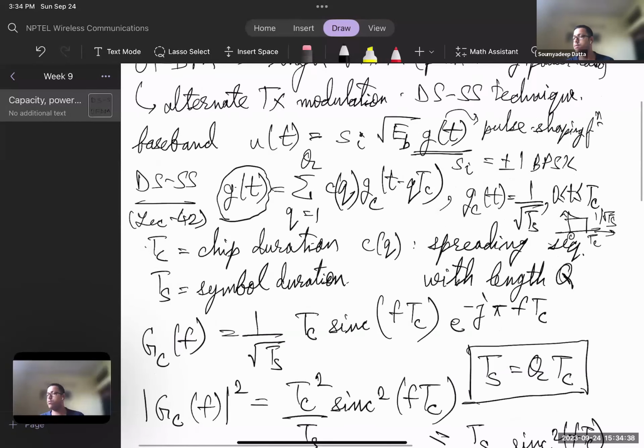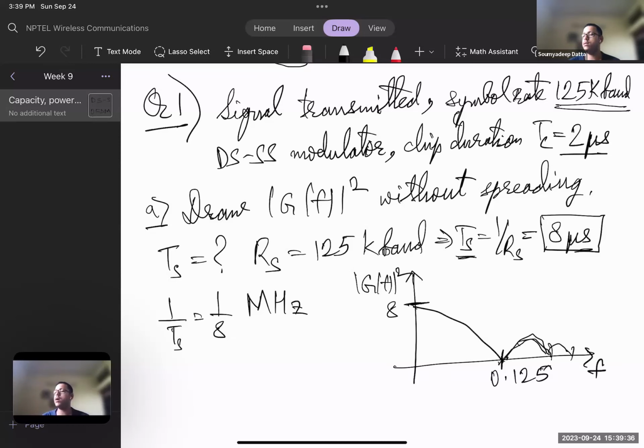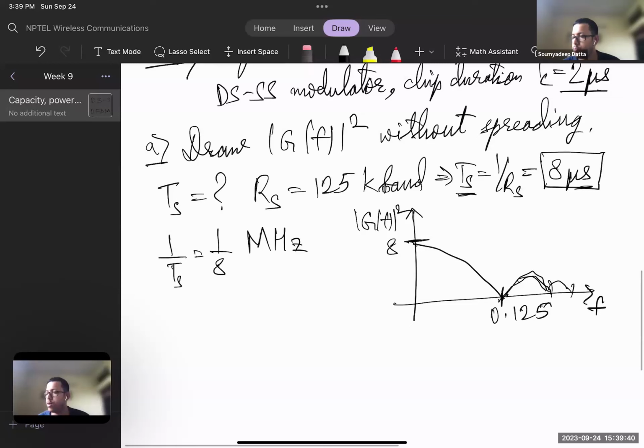And the first crossing point is, after this, it is just some more values, not too concerned about all of that. But first crossing, so the amplitude is 8, which is equal to Ts. And the first crossing point is 1 by Ts, which is 1 by 8. And if you invert microseconds, you'll get megahertz. So 1 by 8 megahertz. So you can write this as 0.125. The frequency is typically written in megahertz. Right. So this is G of f without spreading.